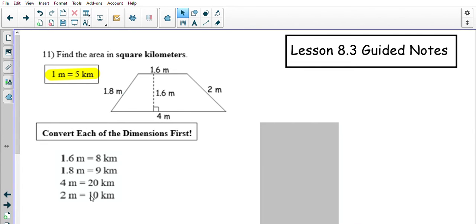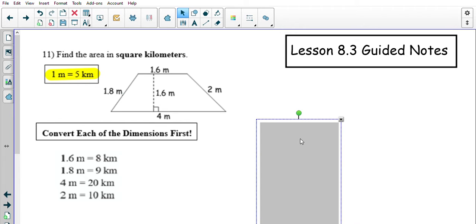So what we did here is we converted each of the measurements in meters to kilometers. And the reason why we do this first is because even though 1 meter is equivalent to 5 kilometers, it doesn't mean that 1 square meter equals 5 square kilometers. So we can't just multiply our answer that we get by working through the problem with meters by 5 at the end. It's not going to work. However, if you multiply or convert each of the units at the beginning, multiply each of them by 5, we don't have to do any of that extra work at the end.